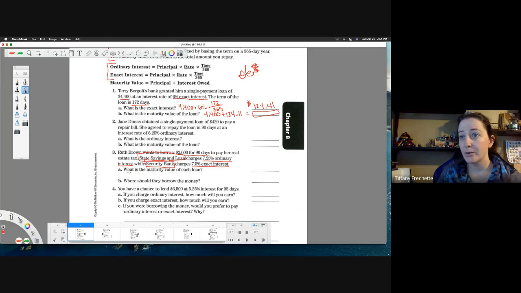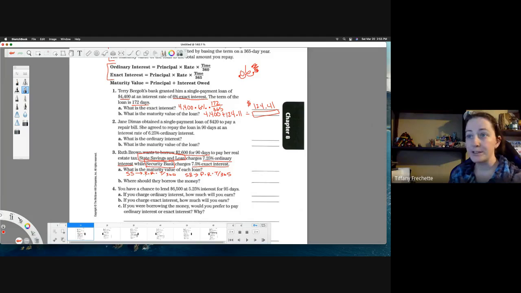For State Savings, that's going to give you principal times rate times time divided by 360, since this one is ordinary interest. And then for the other bank, we're going to have principal times rate times time divided by 365, since it's exact interest. I'm not going to do the calculations for you; you just have to fill in the pieces. The principal is going to be the same for both, $2,600.